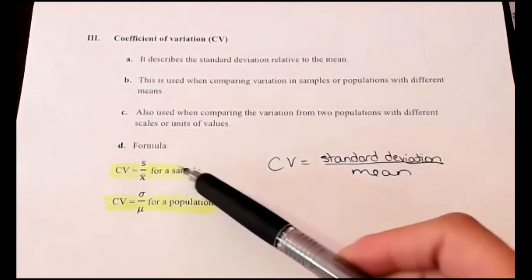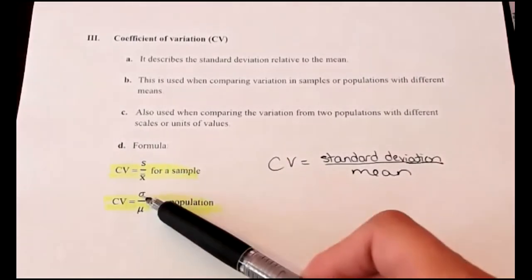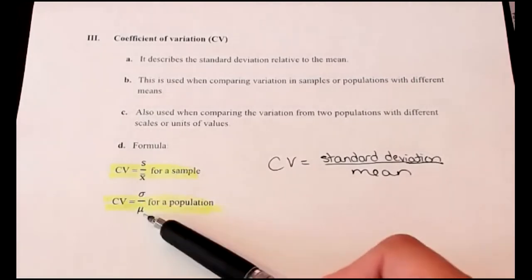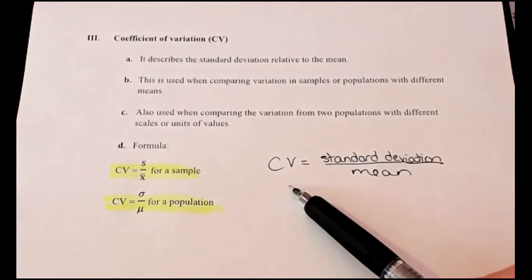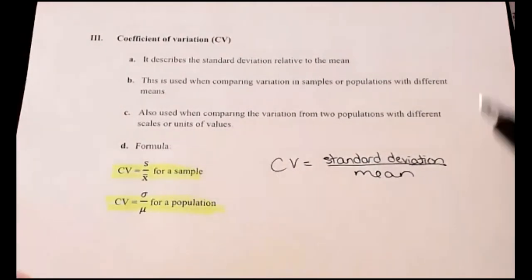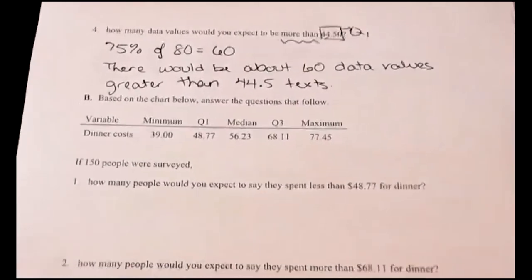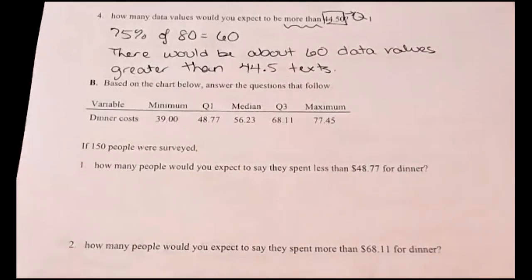So regardless of whether it's a sample or the population, look, sigma is standard deviation, mu represents the mean. So the coefficient of variation is found by taking the standard deviation and then dividing by the mean. I wanted you to at least have that information. Good. That concludes our Unit 3 notes. So I would love for you to take Part B home and answer questions 1 through 4 based on that 5-number summary.